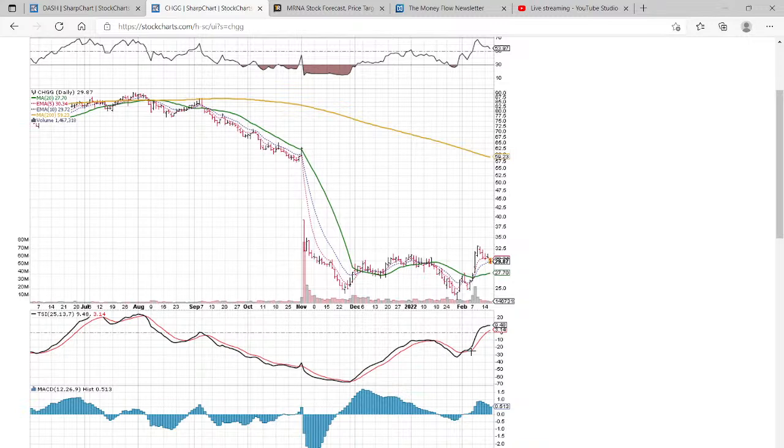How much crypto do you have? About $100,000 worth. How much do you have?